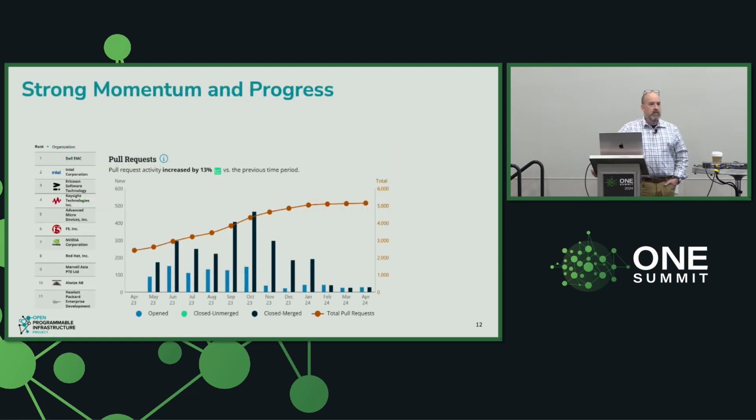So we've seen strong momentum and progress. You can see who are the biggest contributors. Intel is by far the biggest contributor, or Dell is the biggest contributor, and then Intel is the second largest contributor. And you can see others. You've got Ericsson, Keysight, AMD, F5, NVIDIA, Red Hat, Marvell, and you go down the list, you can see who's contributing. And you can see that the number of pull requests and the velocity of the project is increasing.